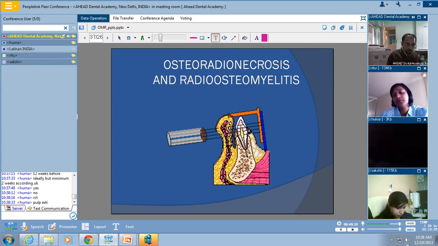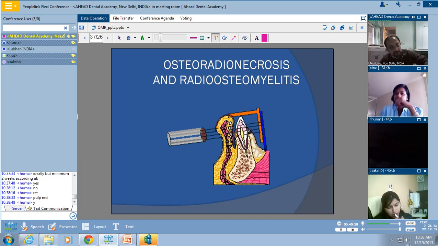Now I will do a third alteration of this question. Radiation therapy is now finished. Is it clear? Radiation therapy is finished, but now you want to extract that particular tooth. After how many weeks will you do this procedure? Will you do the extraction 2 weeks after radiation therapy, 4 weeks after, 8 weeks after, or 12 weeks after?